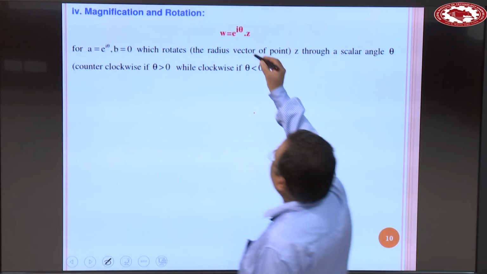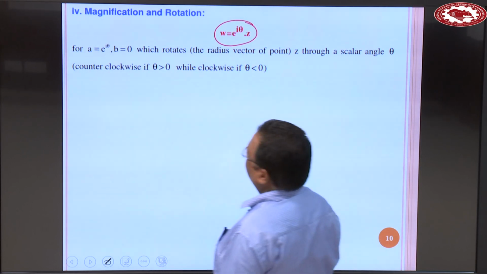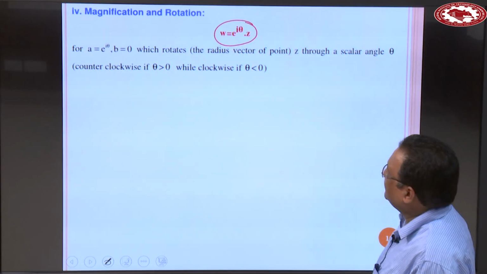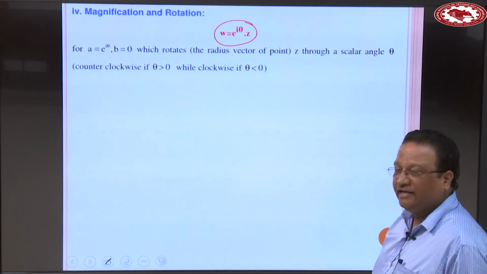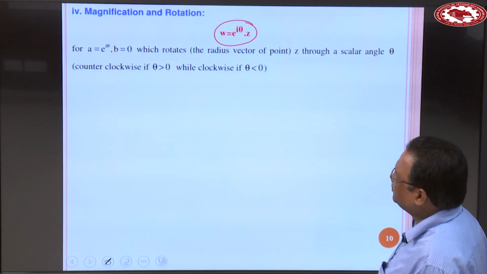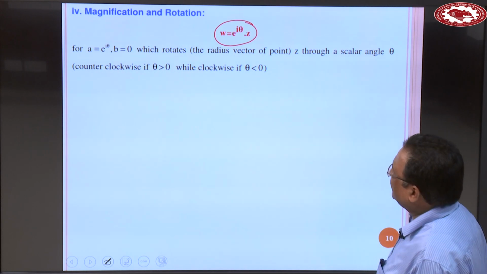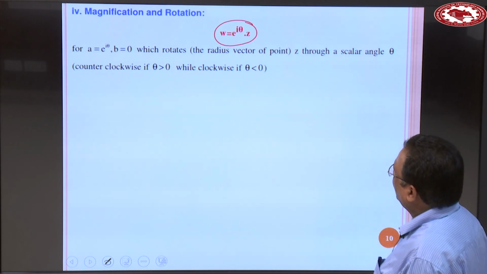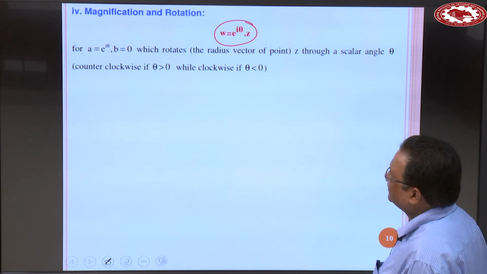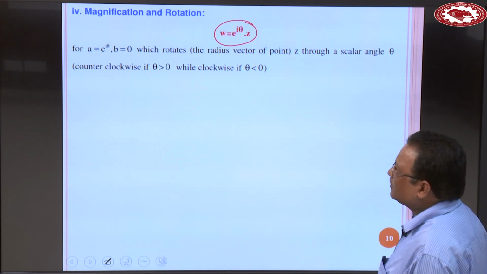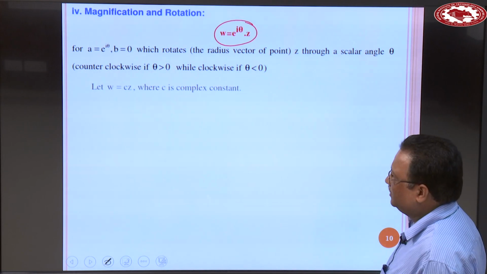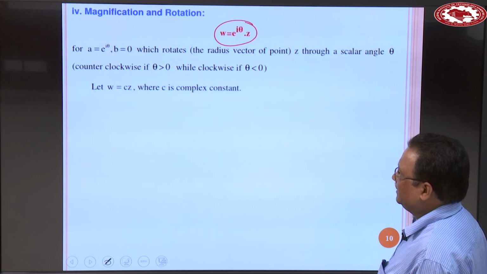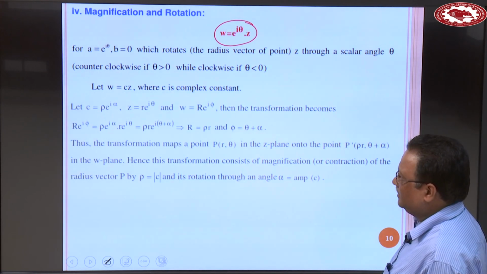w is equal to e raised power iota theta into z. For w is equal to az plus b, a is e raised power iota theta and b is 0. Which rotates the radial vector of point z through a scalar angle theta, counterclockwise if theta is greater than 0, while clockwise if theta is less than 0. And let w is equal to cz, where c is a complex constant.